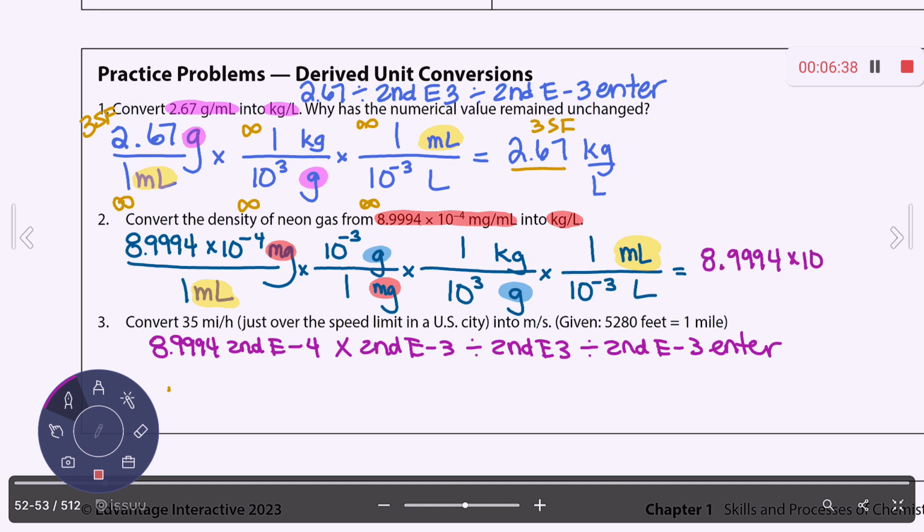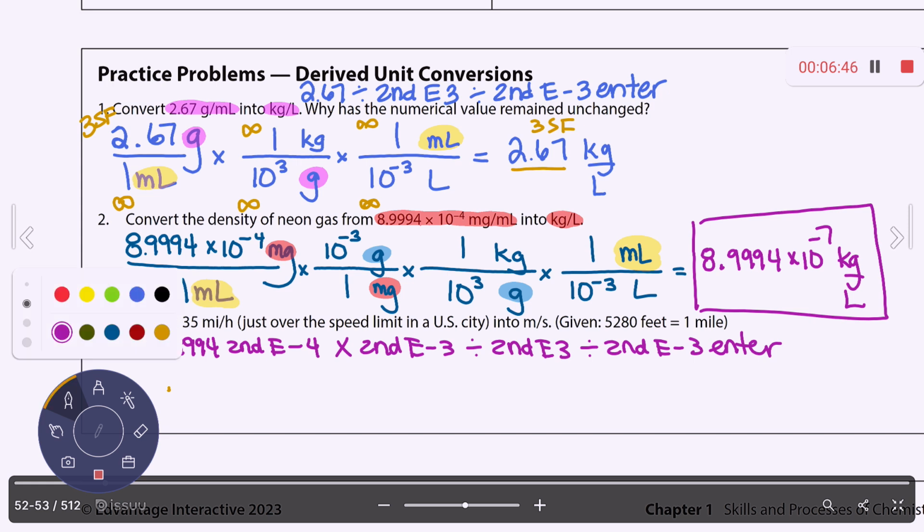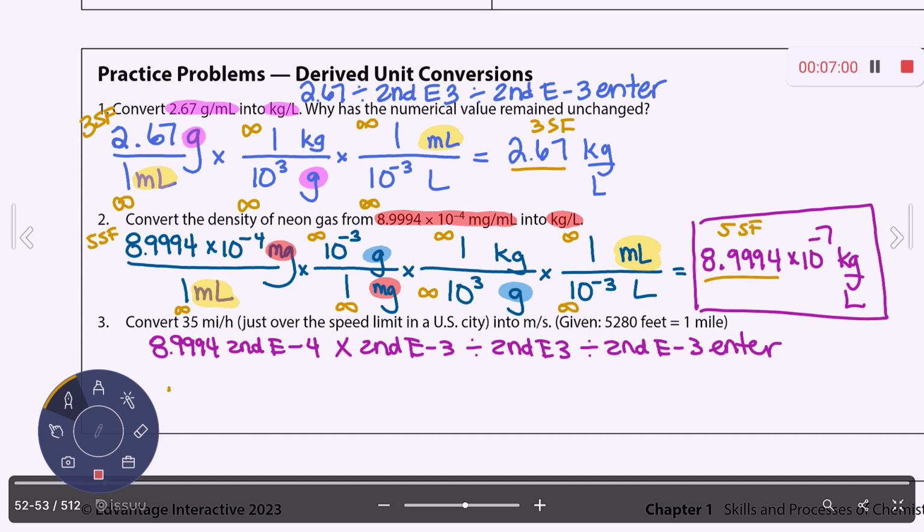8.9994 times 10 to the negative 7th is what you will get right here. Okay, and then whatever sig figs you start with. So here I'm starting with 5 sig figs, and then I have infinite, infinite, infinite, and then here I'm ending with 5 sig figs right here. Yeah?